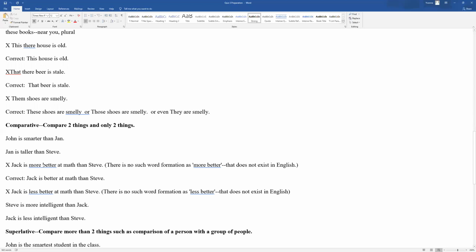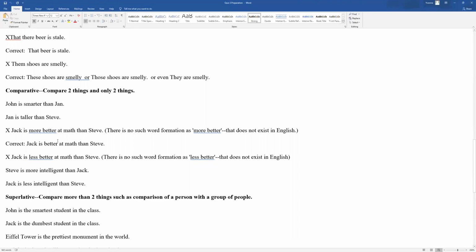The exception is better. We don't say Jack is more better at math. There's no such word in English as more better. The correct way of saying it is Jack is better at math than Steve. And we don't say Jack is less better. Same thing. Better does not take more or less.